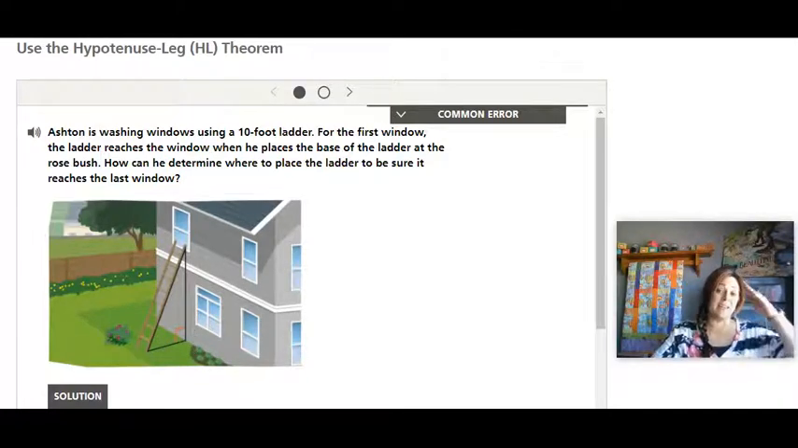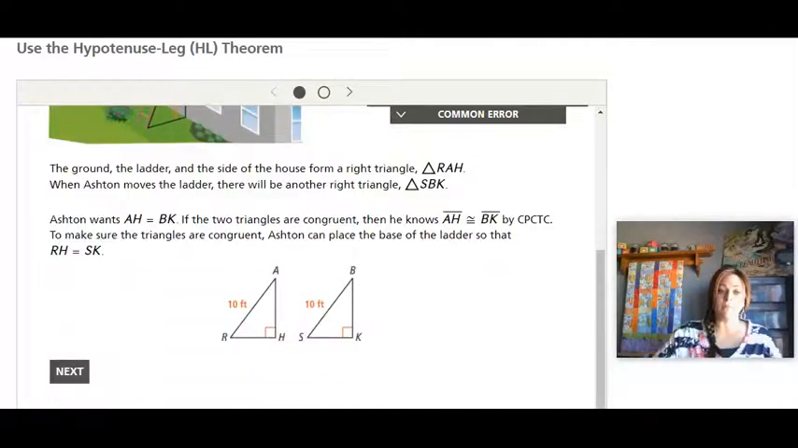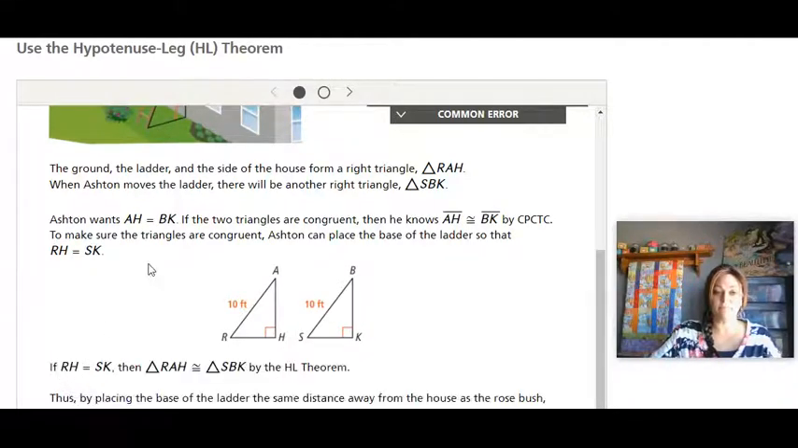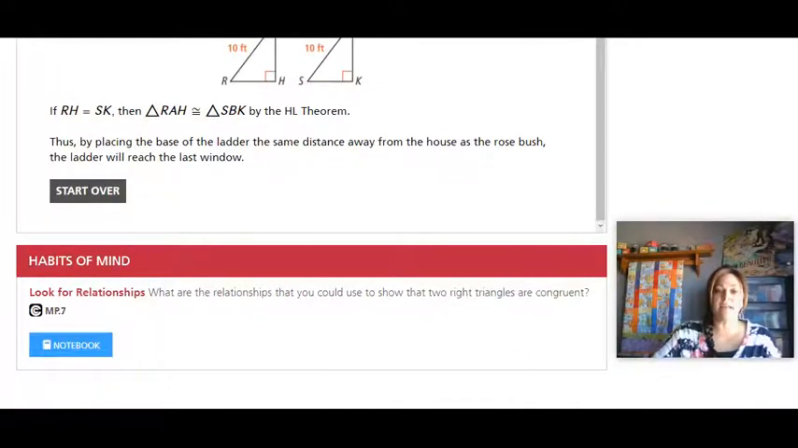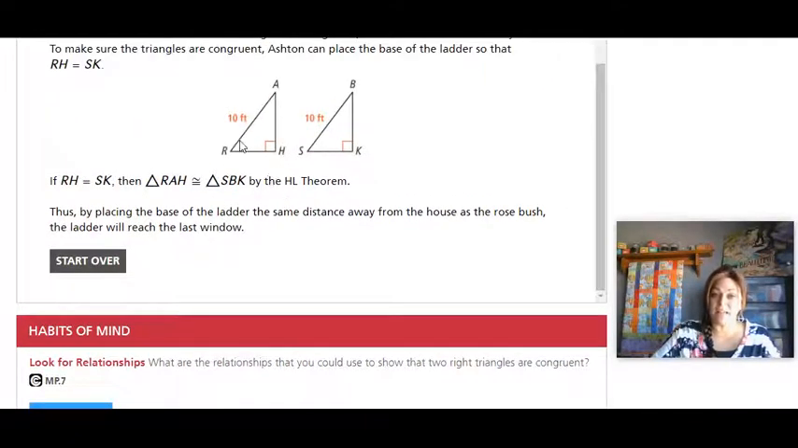Okay, so that means it's a right triangle. The hypotenuse is not changing, and we want that height to the window not to change as well. We need to show that AH is congruent to BK, so that height is congruent. And they do that by using the HL, hypotenuse, and then AH, BK, that's the height to the window. Those would also be congruent.